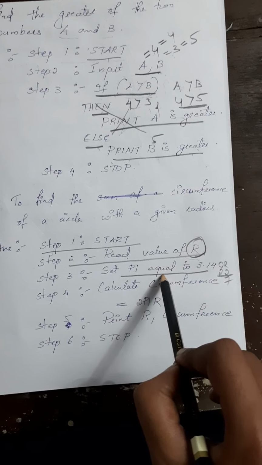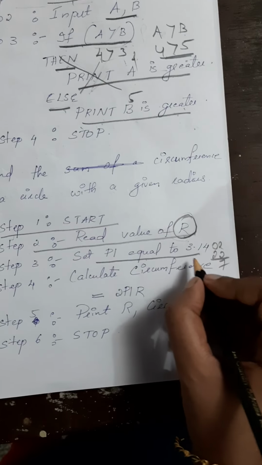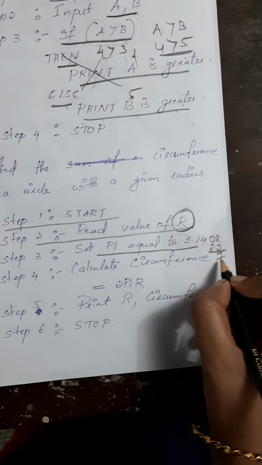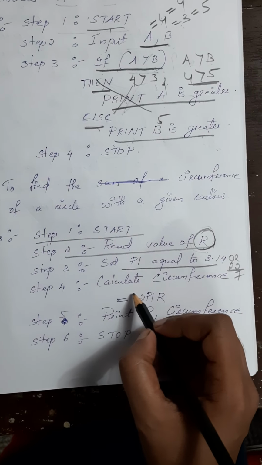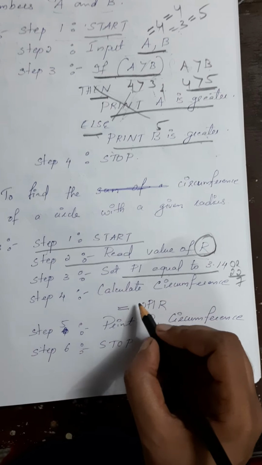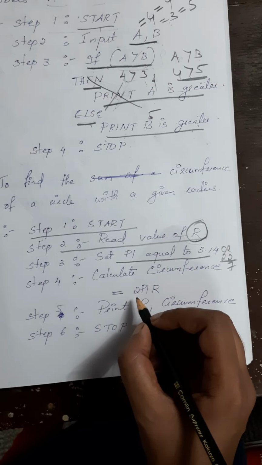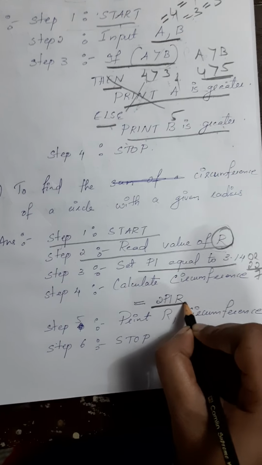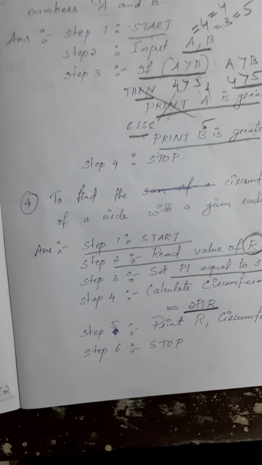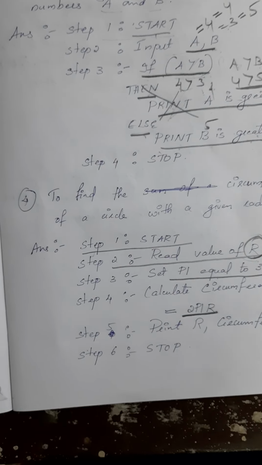Okay, and we know that the pi value is either 3.14 or 22/7. After providing the input values, we have to give the equation. We know the equation for finding the circumference, that is 2 pi r. So we can provide the values over here.